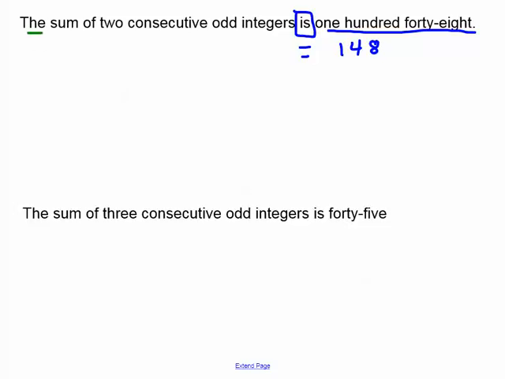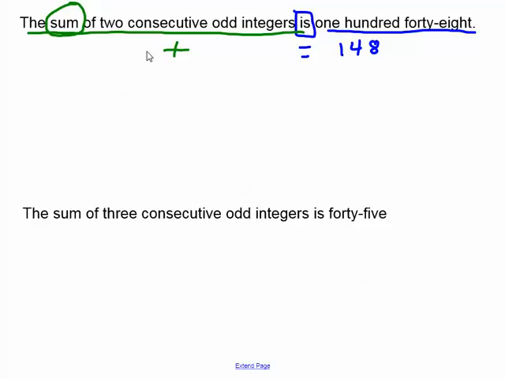Alright, let's go over here. The sum of two consecutive odd integers is, well, you know what? The subject of that sentence is sum. So I could break this sentence down into sum is 148. So, alright, I'm going to start with sum. Sum means adding. We're adding two things. Sum is 148. Okay, sum of what?